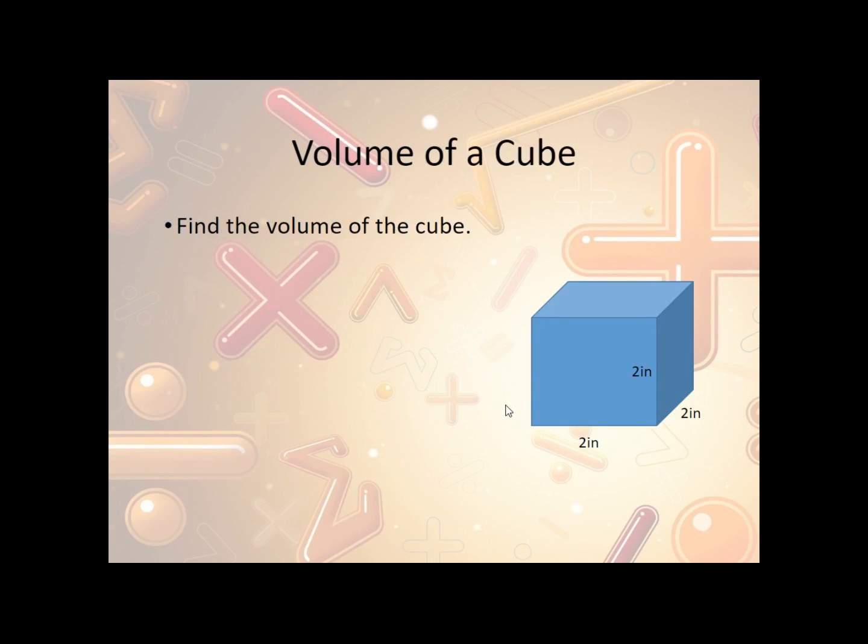Now let's look at the volume of a cube. Well, we know that the volume of a cube is length times width times height. So in this case, we have our length, which is here, which is 2. Our width, which is 2 as well. And then our height, which is 2. So we multiply all three of those together. So 2 times 2 times 2, and we get 8.